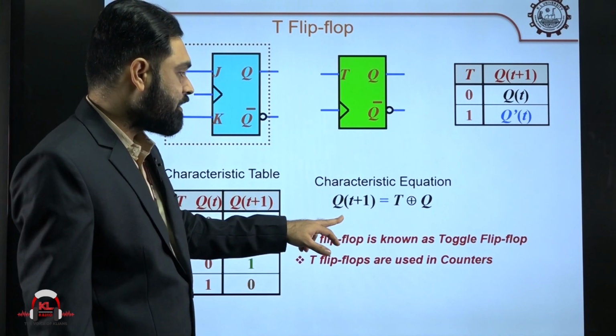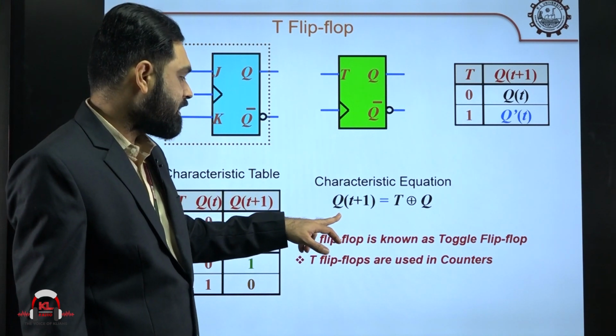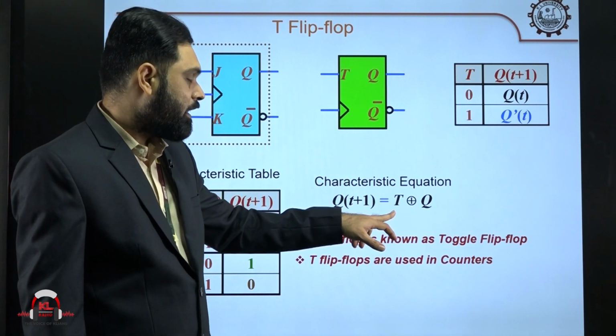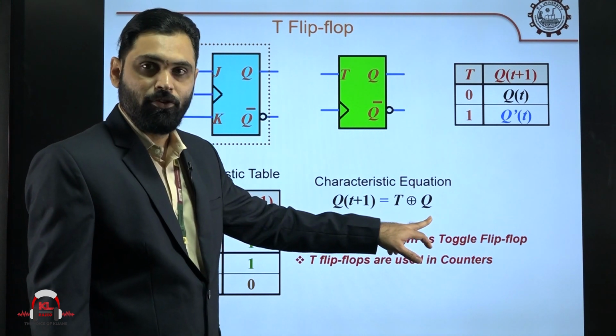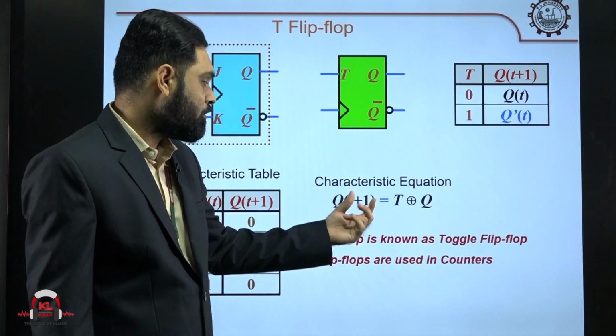And this is the characteristic equation of T flip flop. The next state Q of T plus 1 is equal to XOR operation between T and Q. If you do XOR operation between T and Q, you will get the next output.